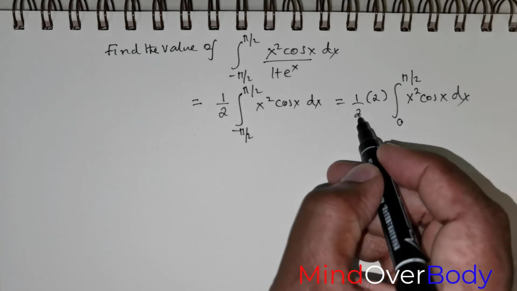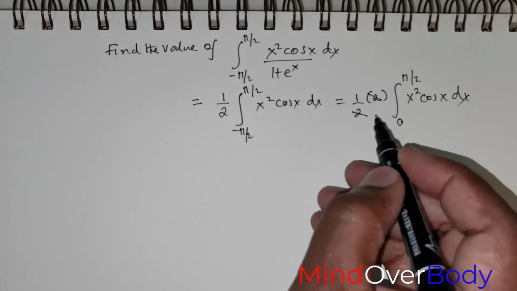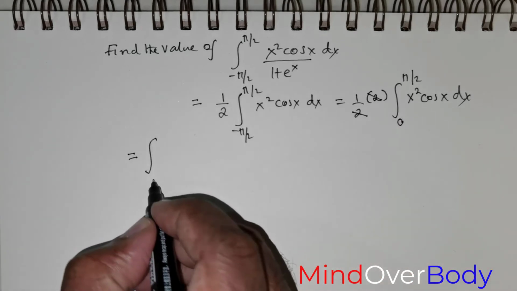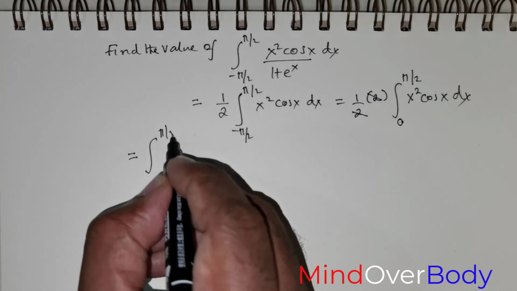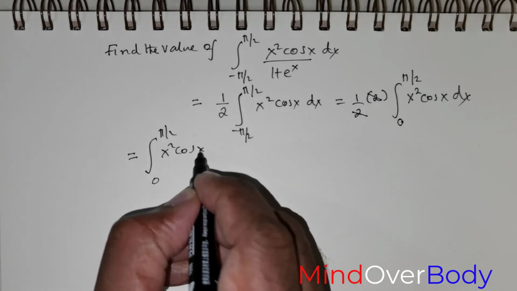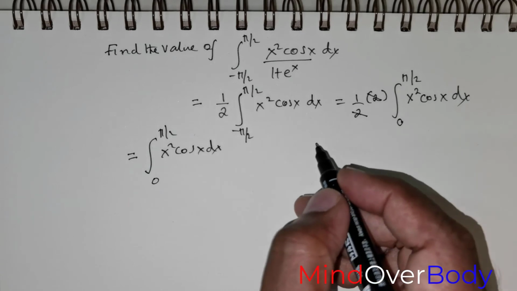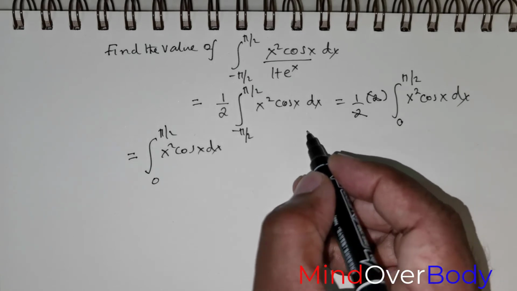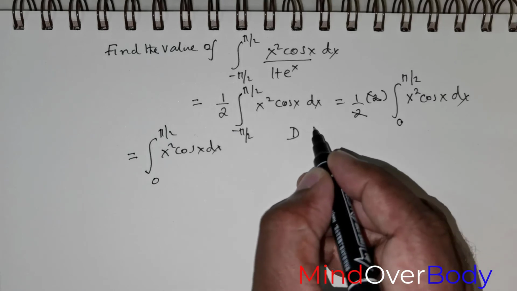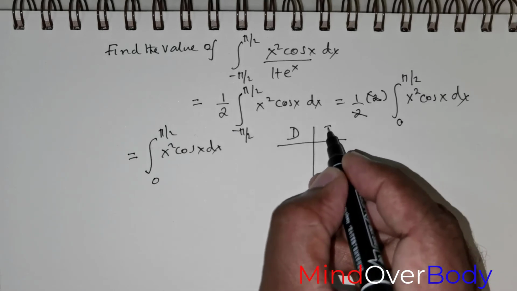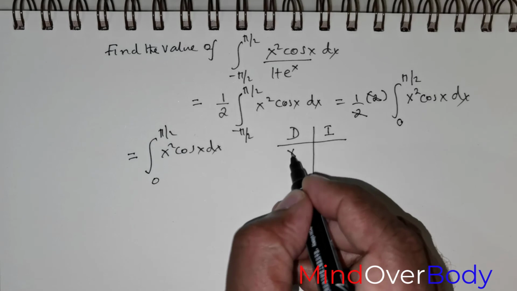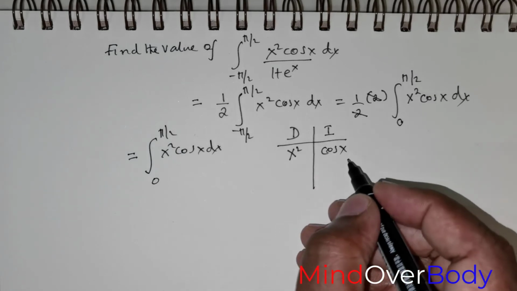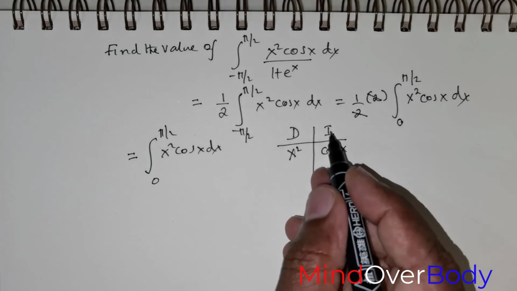So we can get rid of this 2 here and rewrite the integral as integral 0 to pi over 2 x squared times cos x dx. You can solve this by any method, either by the techniques which I have shown you or by this DI method. So I'm going to write the DI method over here, D and I. I take x squared under D and cos x under I. I differentiate this, I integrate this.